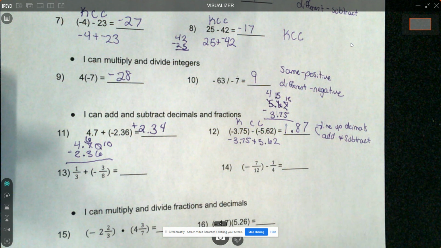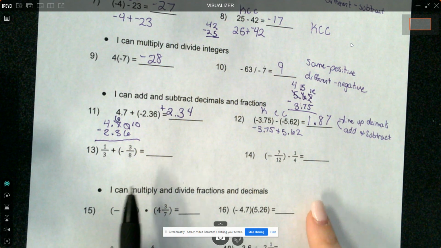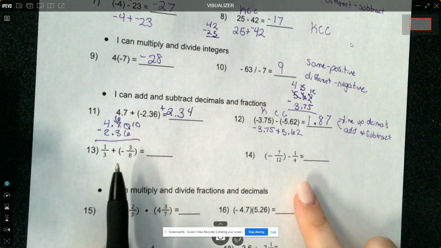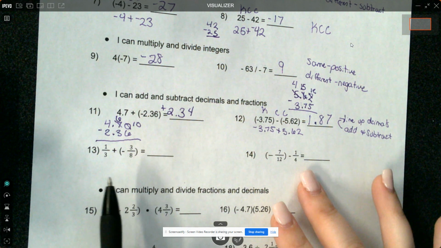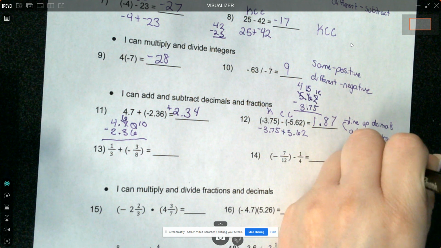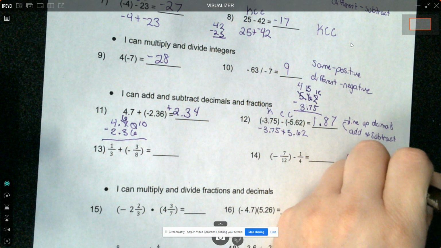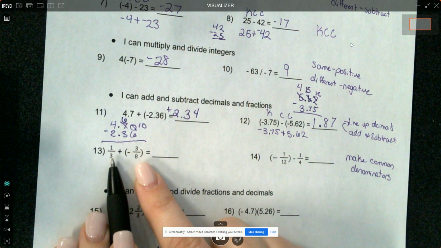So, like I said, decimals are pretty straightforward. You just make sure you line them up, and then you just add and subtract like any other numbers. Fractions is where it gets a little tricky. And on your quiz, this is probably where the majority of you all messed up. Is because what do you have to have on fractions? You have to make common denominators.